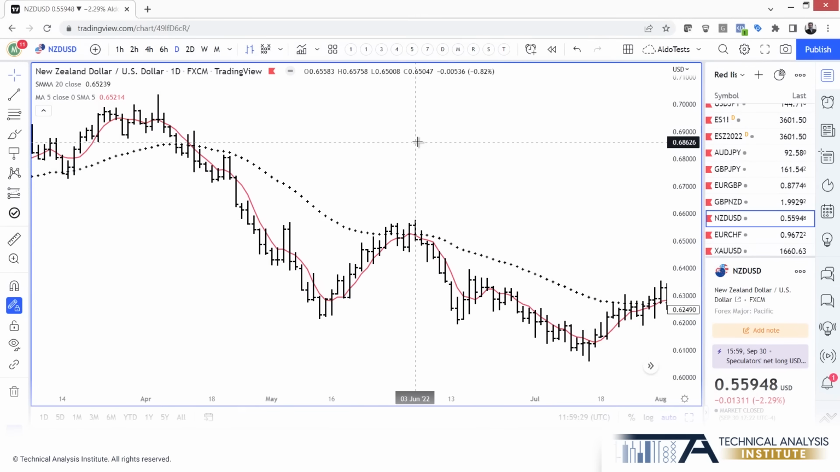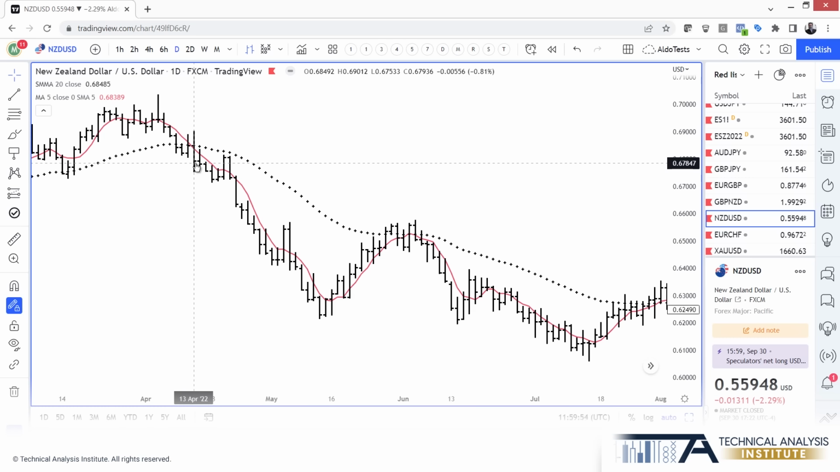This is one of my favorite combinations to use on a daily chart, and for good reason. You can see on this chart how that combination caught a very large portion of the downtrend. The first sell signal was about 0.68, around here.